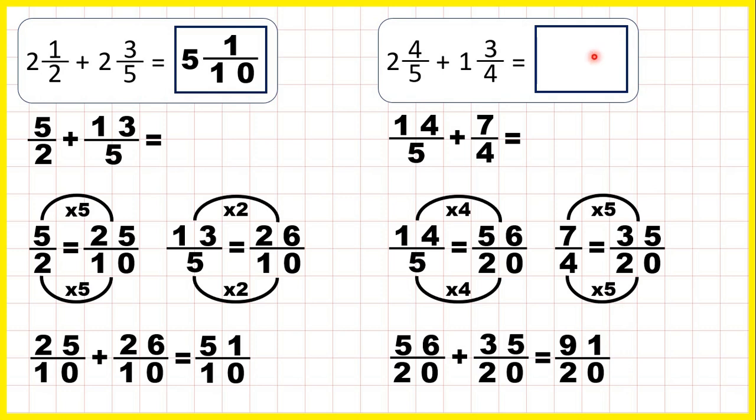Now if we want to change that back into a mixed number, we need to divide. So 91 divided by 20 is 4 remainder 11. That's because 4 times 20 is 80, then we need 11 more to get to 91. Our denominator stays over 20, so our answer is 4 11/20.